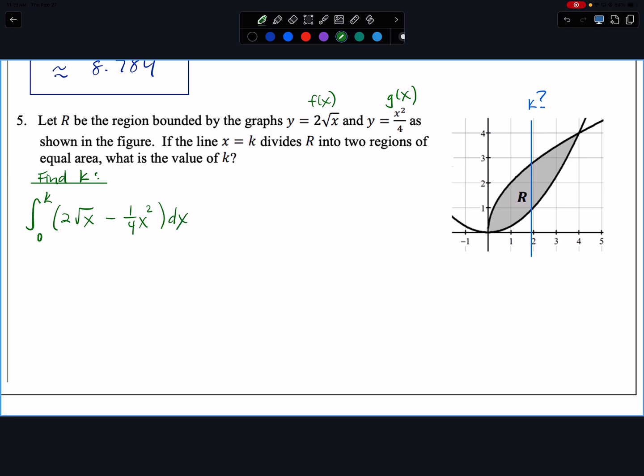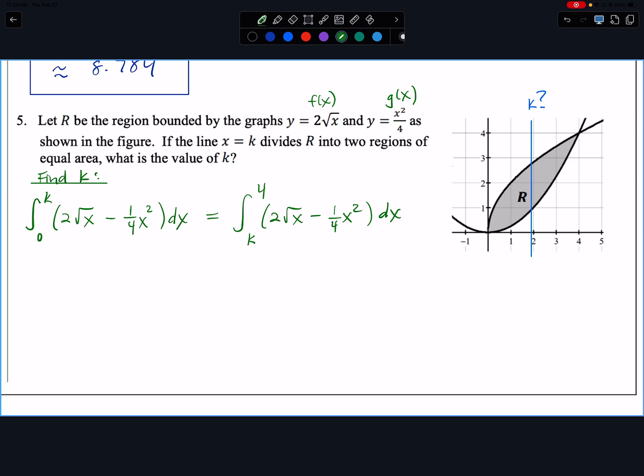Since these areas are equal to each other, that should be equal to the area under the curve from k up until 4 of the same function, 2 root x minus x squared over 4, which I'm going to write like this, dx. So we will need our calculator eventually, but the first thing you have to do is actually take the antiderivative.